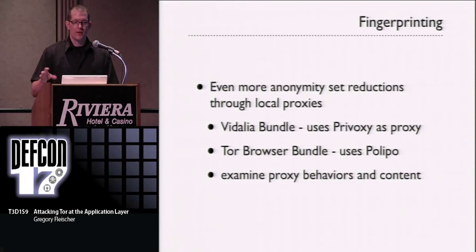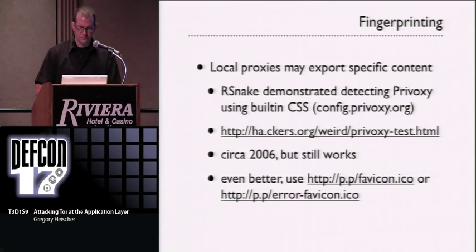It was originally used to try and limit web browser bugs, that kind of stuff that's trying to break down your privacy. Polipo is much newer. It's based on HTTP 1.1. It's caching, and it has a different set of problems. So we can look at these behaviors and content and start to come up with a way to identify which proxy you're using. RSnake demonstrated detecting Privoxy using its built-in CSS in 2006, and this still works to this day. This hasn't ever been addressed.